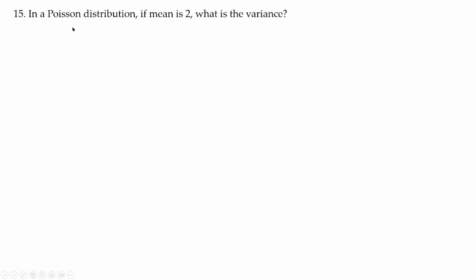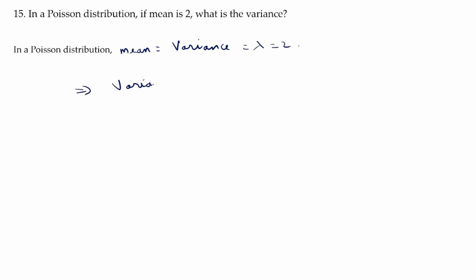Next question, in a Poisson distribution, if the mean is 2, what is the variance? Now we know in a Poisson distribution, the mean is equal to the variance, equal to lambda. So in a Poisson distribution, mean equal to variance equal to lambda equal to 2 implies variance equal to 2.